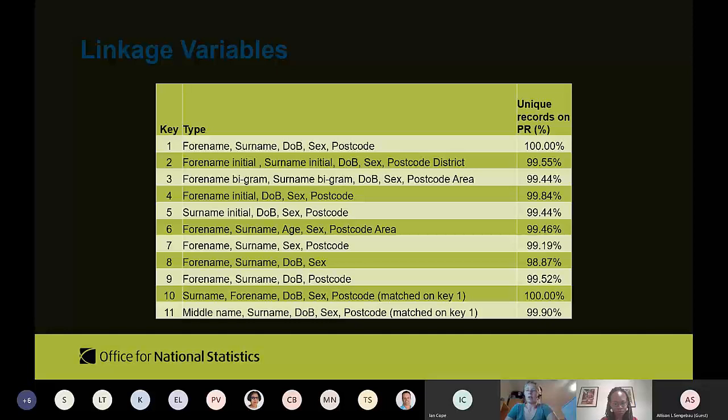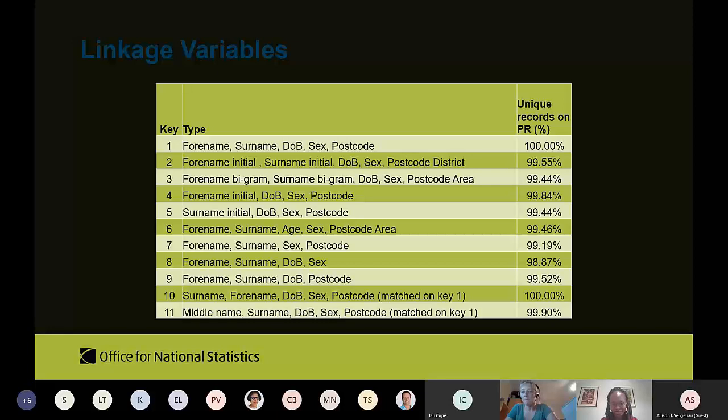It's very much about finding the variables that work on the data sources that you have, finding variables that are common across those data sources, and thinking about how unique they are, and the quality of the data, how it's been captured, and all of those sorts of things. So I'll just pause there and check if there are any questions around the linkage.